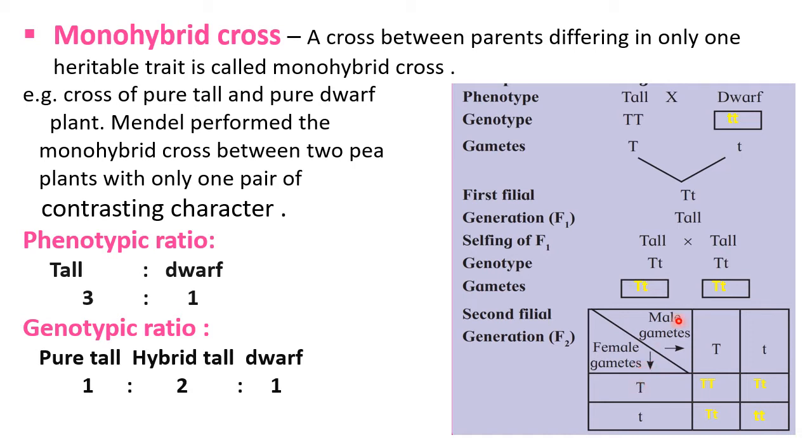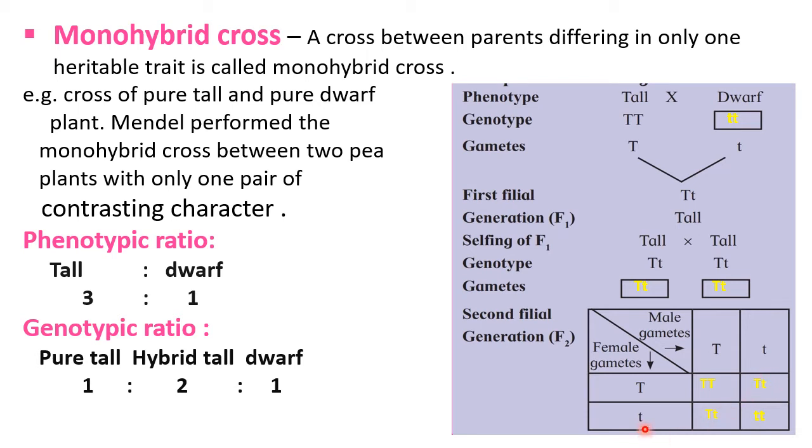In this row we see male gametes and here we see female gametes. Now this capital T and capital T form a combination. It is the first combination and it is called pure tall, as both the genes or alleles are dominant and identical. It is also called homozygous. Then capital T small t: here we see hybrid tall pea plants are produced. Hybrid tall, you know, consists of a dominant gene and a recessive gene.